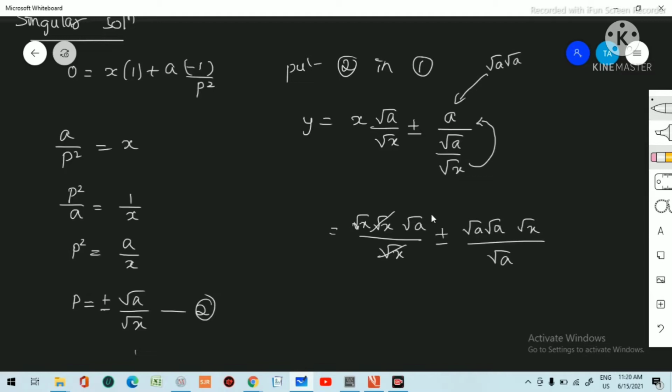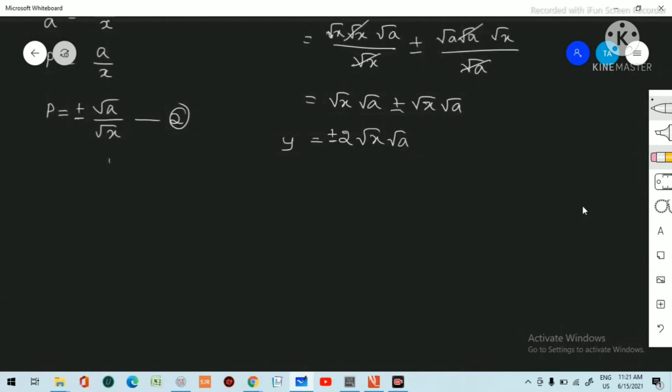On the right hand side, square root of a, square root of a. So I am remaining with square root of x, square root of a, again square root of x, square root of a. This will be a plus or minus, no? This is 2 square root of x, 2 square root of a. Okay, this is my y. Plus or minus is there, I am giving plus or minus for both.